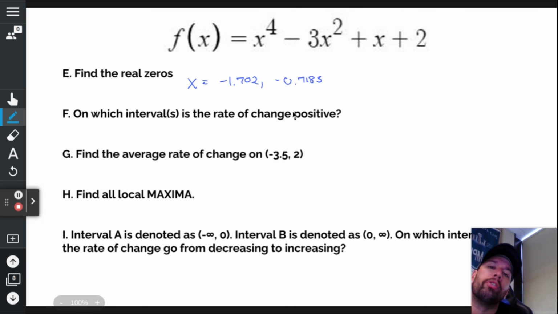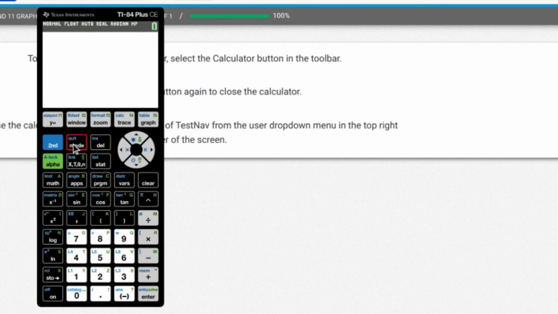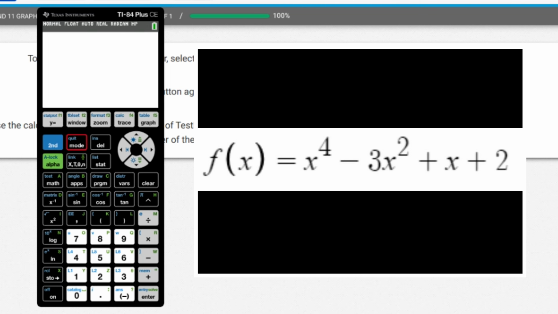On which intervals is the rate of change positive? A rate of change being positive just means it's increasing. It does not mean the rate of change is concave up. Rate of change is positive. So for this one, we're finding the intervals where the rate of change, the slope, is a positive slope. On which interval is the rate of change positive?